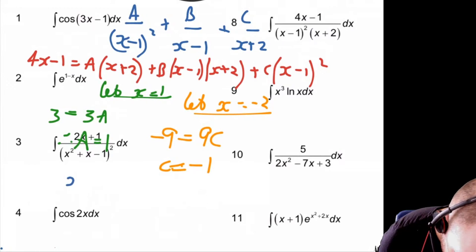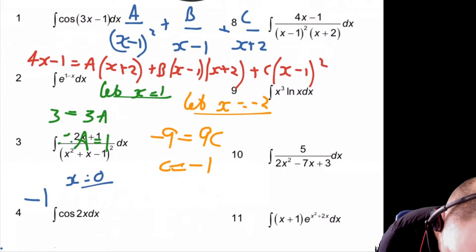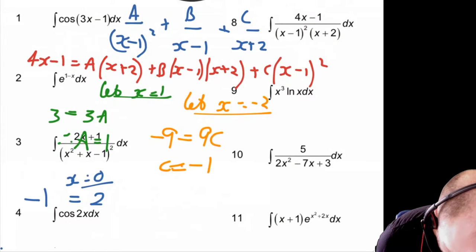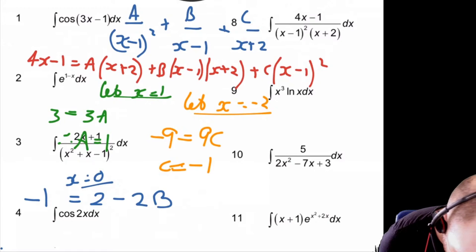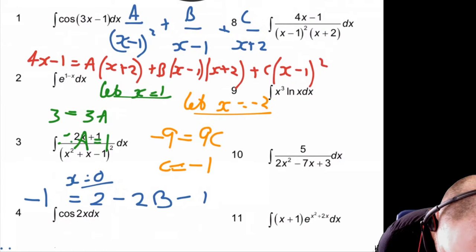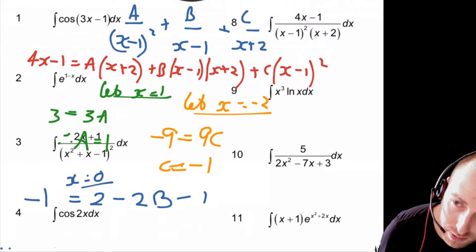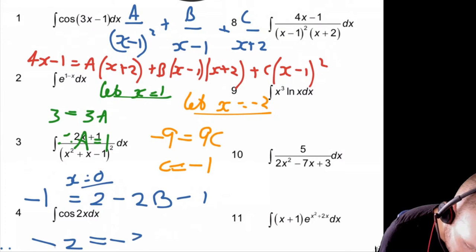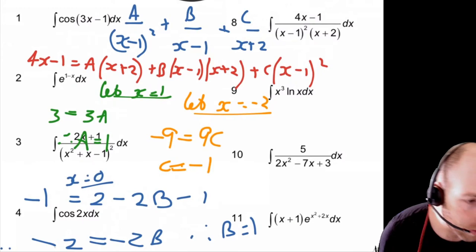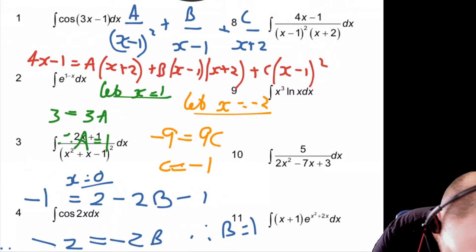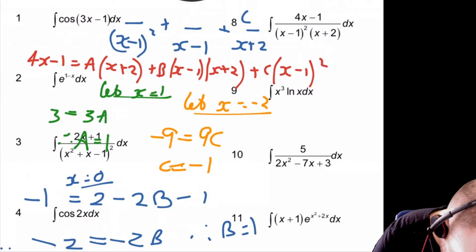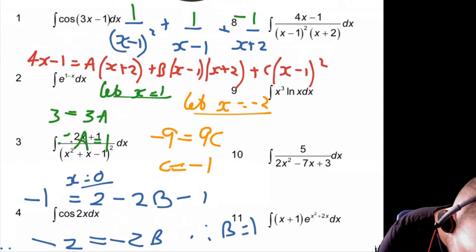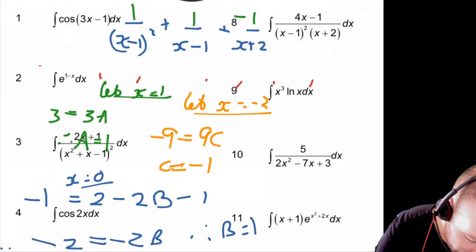So x equals 0 gives me minus 1 on this side equals 2a. A is 1, so that's 2. Minus 1 times 2 is minus 2b. And then for c, we're going to get minus 1 squared, which is just plus c, so minus 1. Yeah, okay, cool. So if we add 1 to each side, we get 0. Take 2, we get minus 2. It's minus 2b. Therefore, b is also 1. So a is 1. Let's write all this in. A is 1. B is 1. C is minus 1. That's what we're trying to integrate.